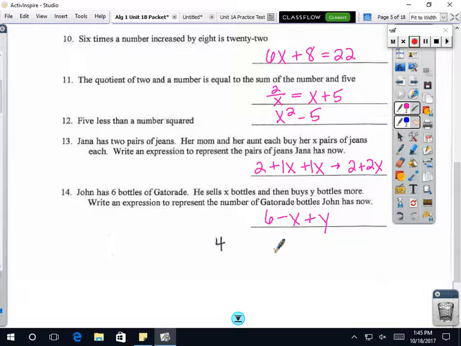Okay, now your classwork or homework, if it's not finished, is page 5.